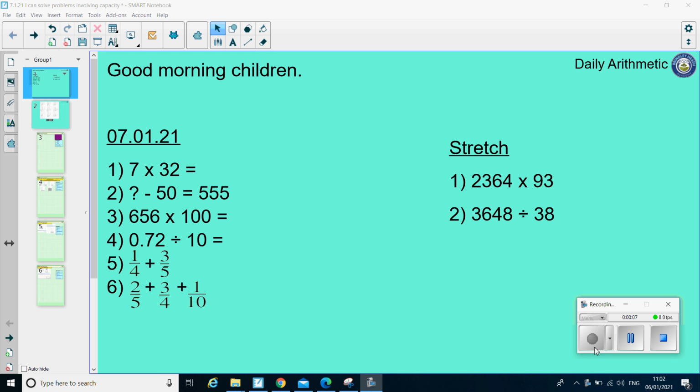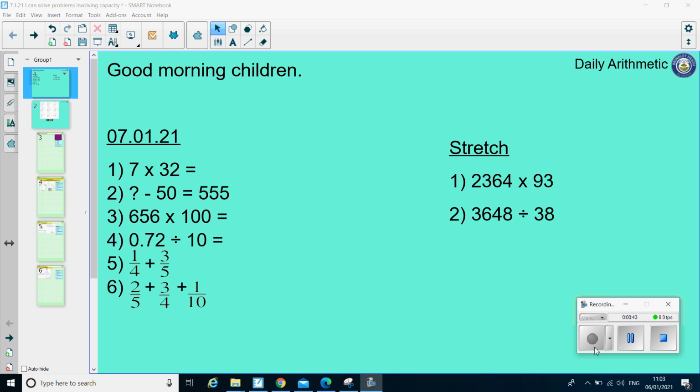Now today's maths lesson is again on converting between different measures, but today we are looking at capacity. Before we go into the main part of our lesson, just like yesterday, we have got 6 arithmetic questions for you. They're the same as yesterday but with different numbers, and then there are 2 stretch questions which you can have a go at if you want to challenge yourself. So if you want to pause the video now and have a go at those 6 questions plus the 2 stretch questions if you want to.